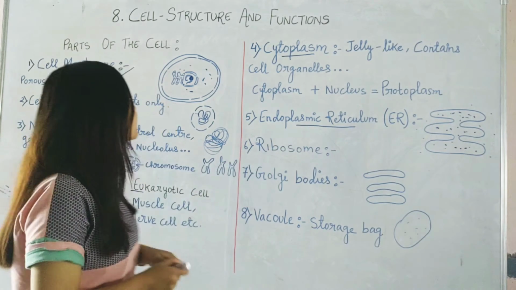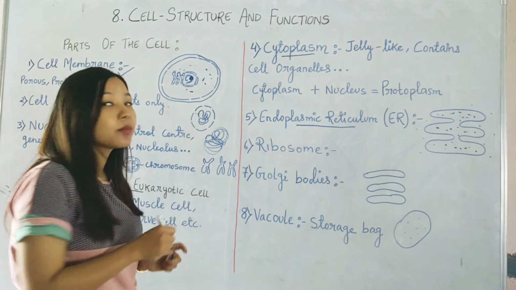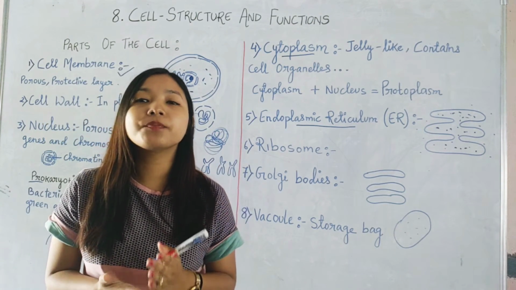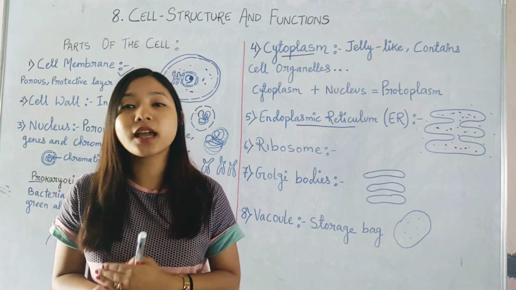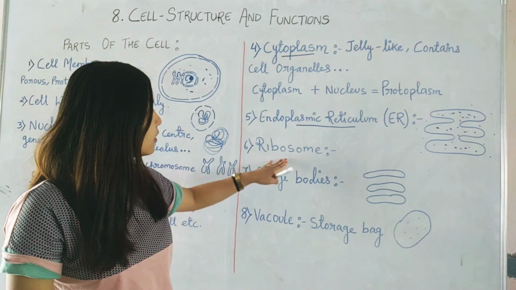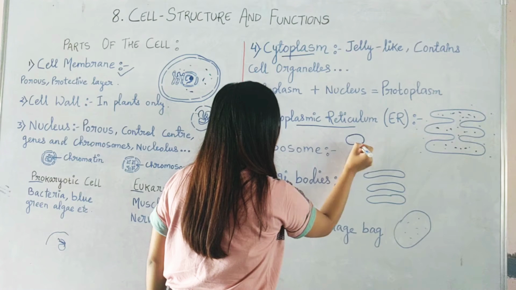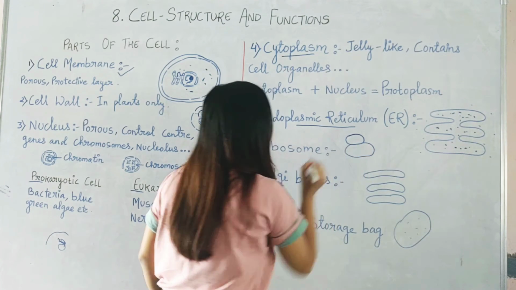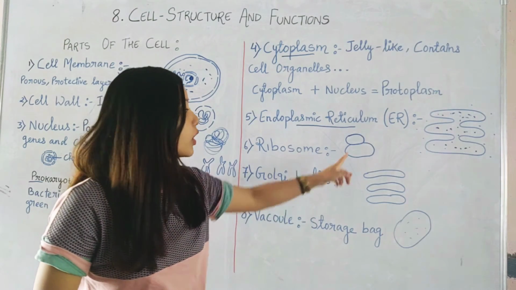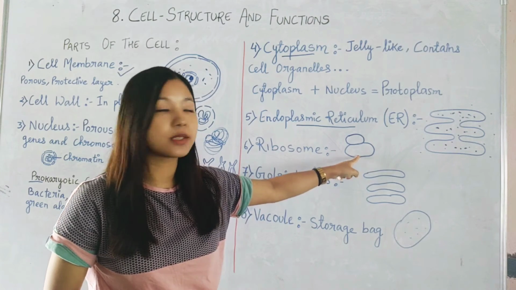Endoplasmic reticulum, can you see here? I have attached one endoplasmic reticulum with the nuclear membrane. Endoplasmic reticulum can be present freely in the cell, or it may be attached to the nuclear membrane itself. Next is, okay, here usually the structure of ribosome is like this. It will be made up of basically two units. One will be a small unit, whereas the other will be a bigger unit.